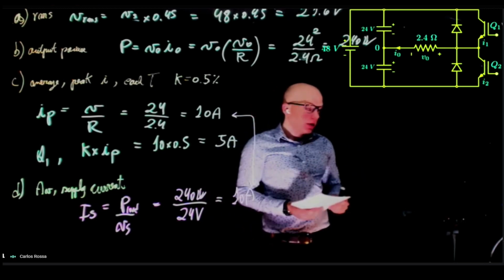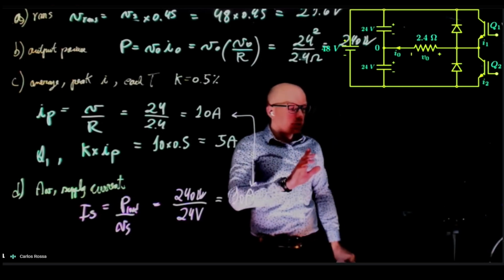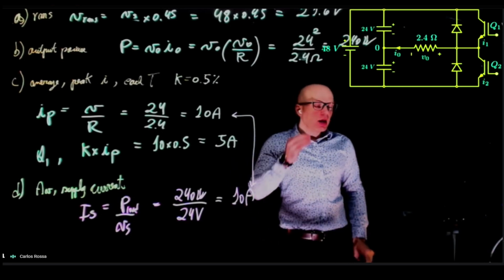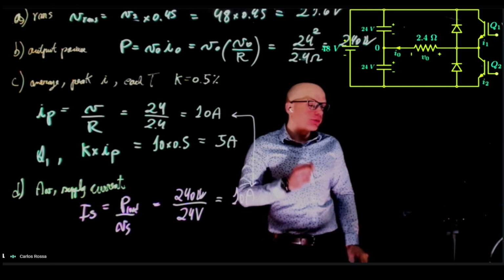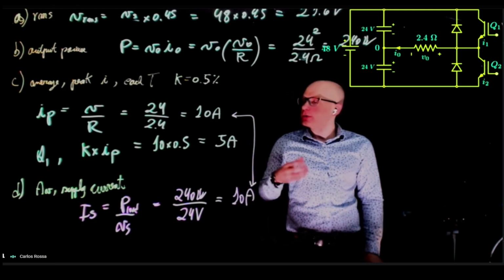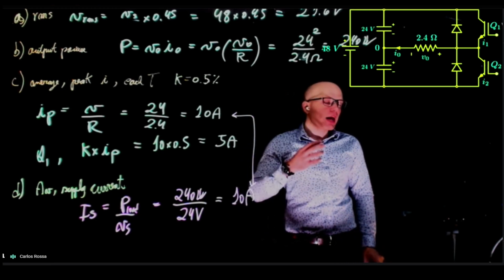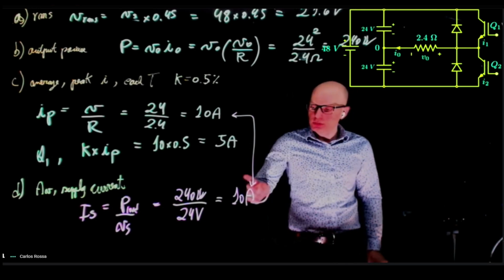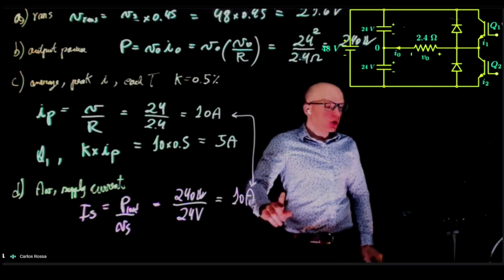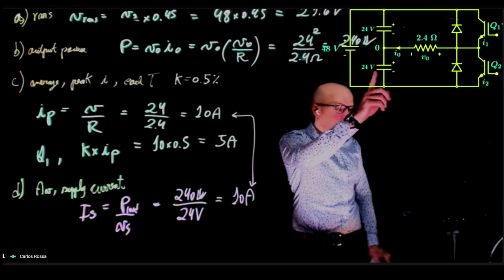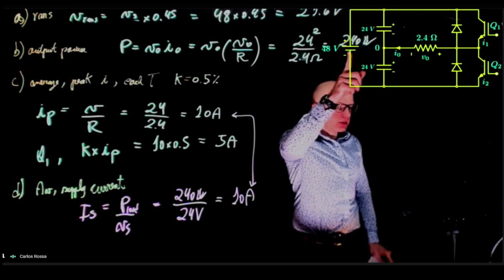Okay. Good question. Let me ask this question then. What is the average current flowing through the load? Sorry. What is the average supply current? 10. The supply current is only in one direction. It's a DC supply.